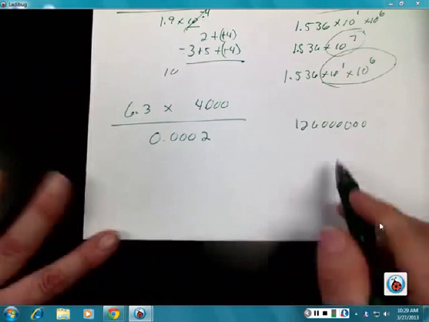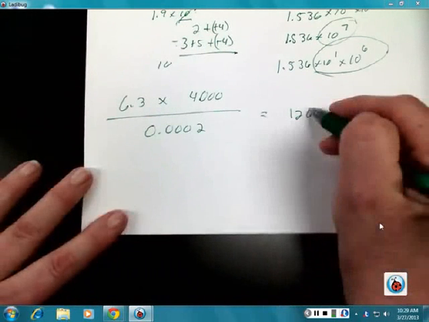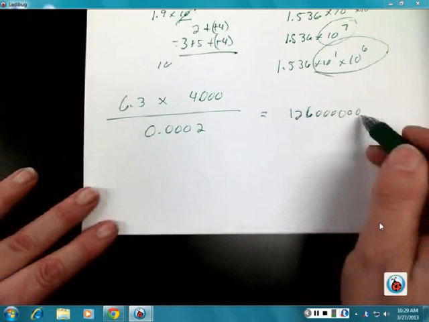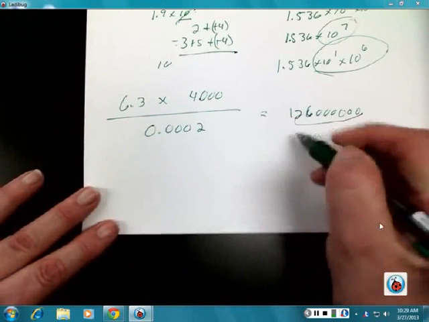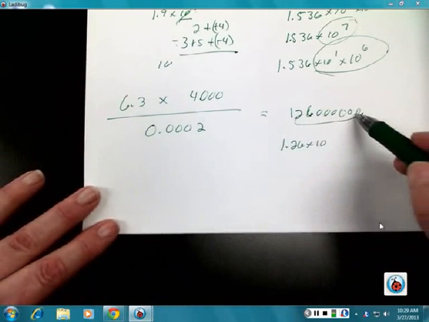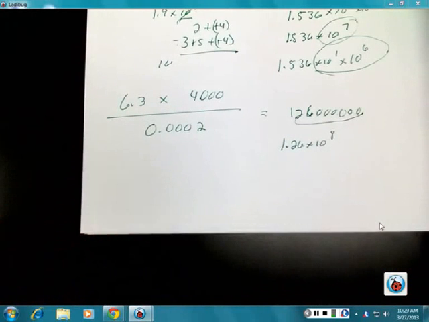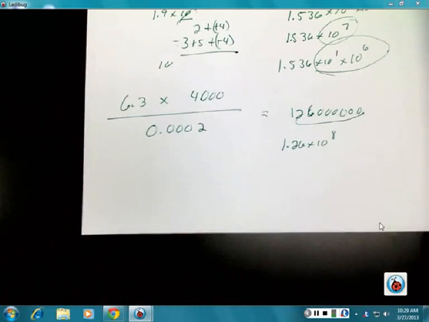This isn't in scientific notation, so how do I get it to scientific notation? Move my decimal point over. I move it 1, 2, 3, 4, 5, 6, 7, 8 places. And so my answer is 1.26 times 10 to the 8th power. Now that's if I didn't turn this into scientific notation first.